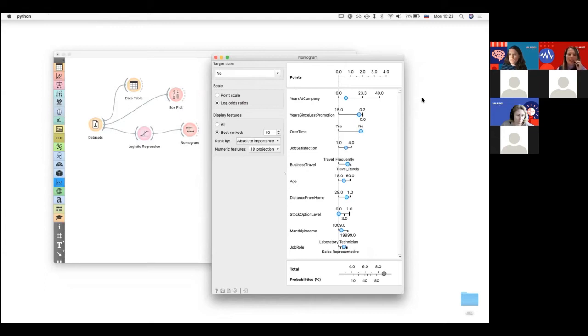Ida, we have a question that maybe could be answered right away. Yes. Janja is asking if there is a difference between this and MS Excel solver. Okay. So a difference between, I suppose, Orange and MS Excel solver.